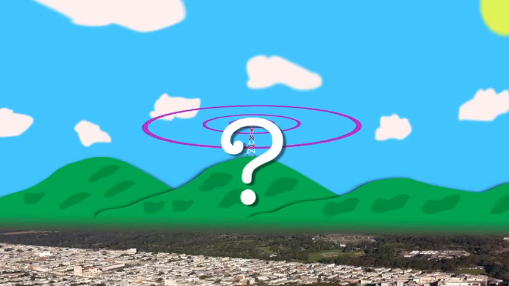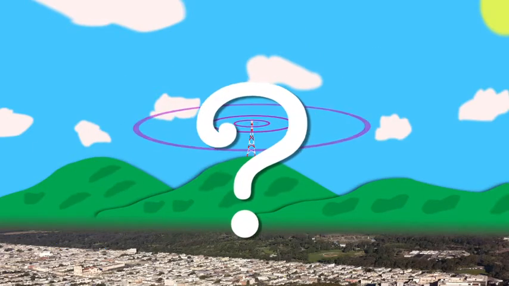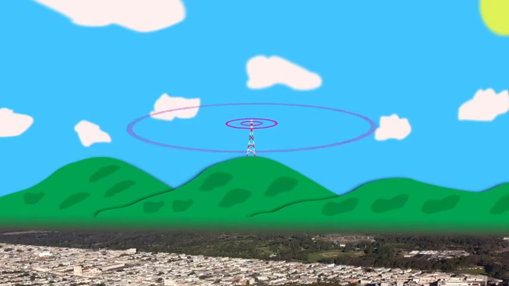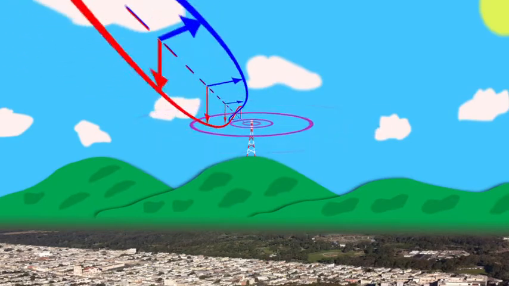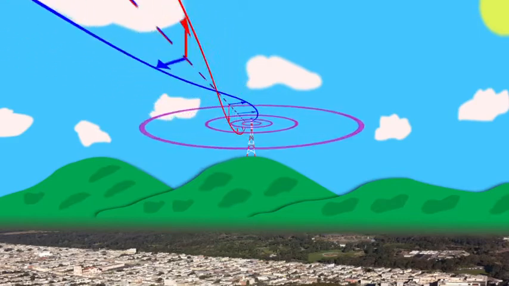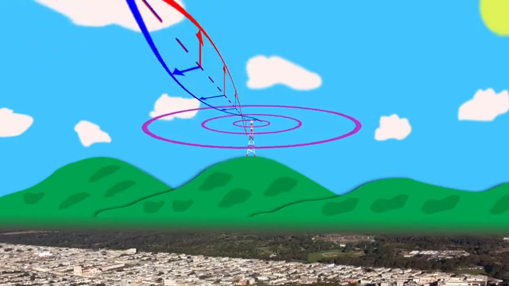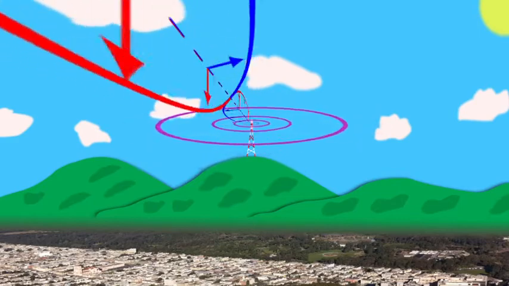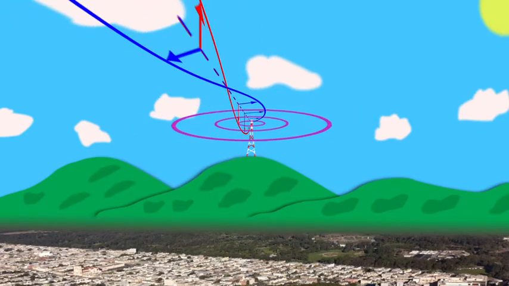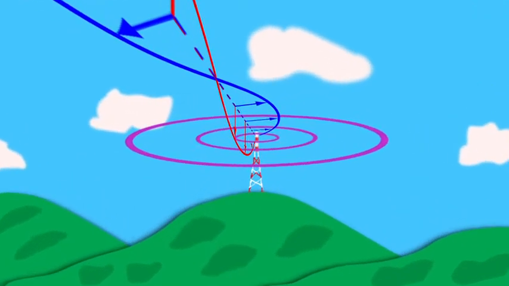But what is RF, and how does it work? Radio frequency signals are made up of electric and magnetic waves. Thus, they are referred to as electromagnetic waves. The two waves, or fields, vary in intensity over time, forming two separate but related waves that are perpendicular, or at right angles to each other.